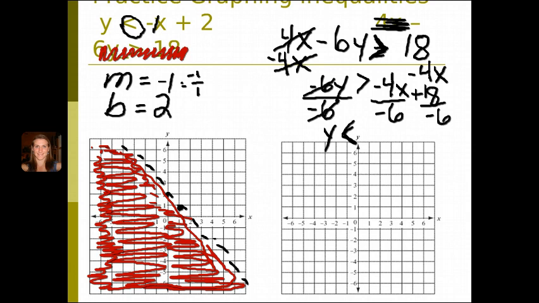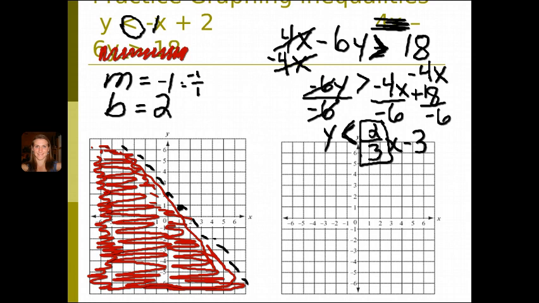Negative 4x divided by negative 6 simplifies to a positive 2/3 x. And then positive 18 divided by negative 6 is negative 3. So now that we have this inequality solved for y, meaning y is by itself, we can locate our slope. And our slope is 2/3. I'll just put a box around it. Slope is 2/3. Our y-intercept is going to be negative 3.